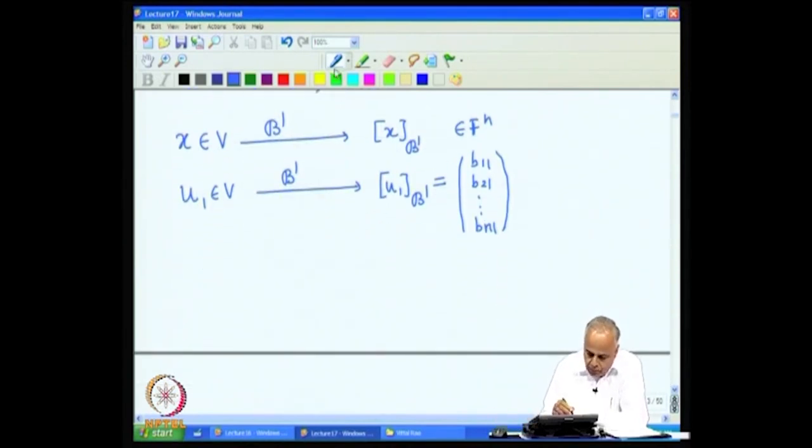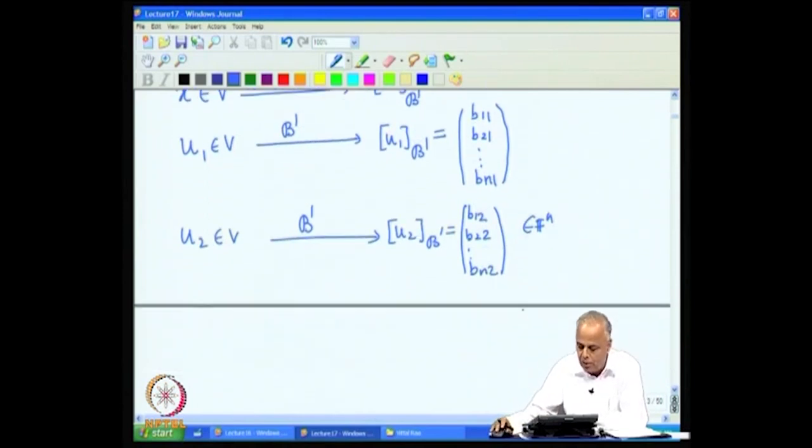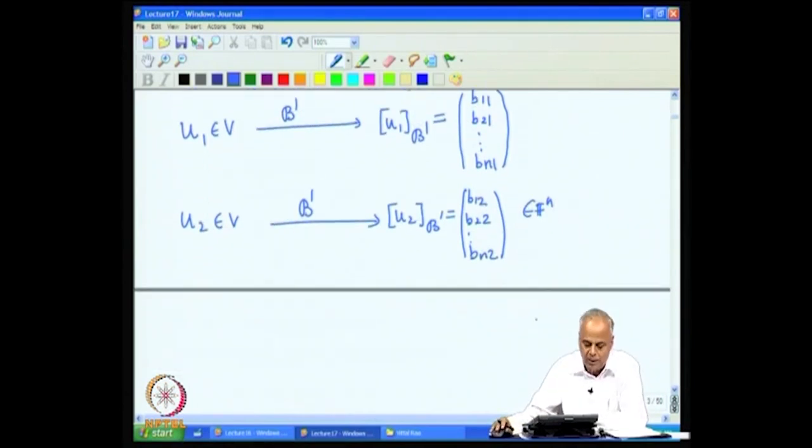Similarly, if we now take u2, that can be represented in the B prime basis as a vector u2 B prime in Fn, and that vector again we represent as b1, b2, bn. There will be a second index 2 in order to ensure that we are talking about the second base vector.